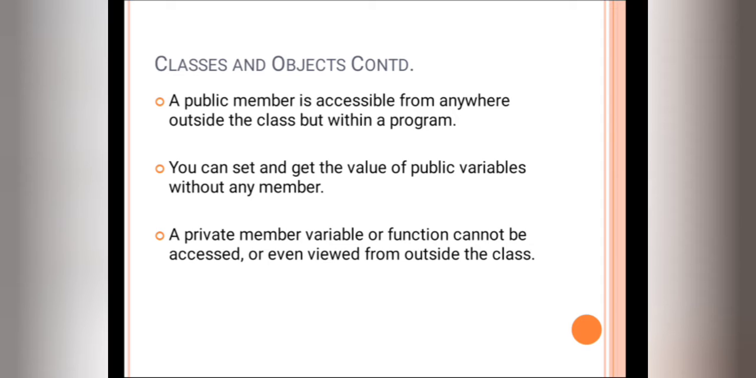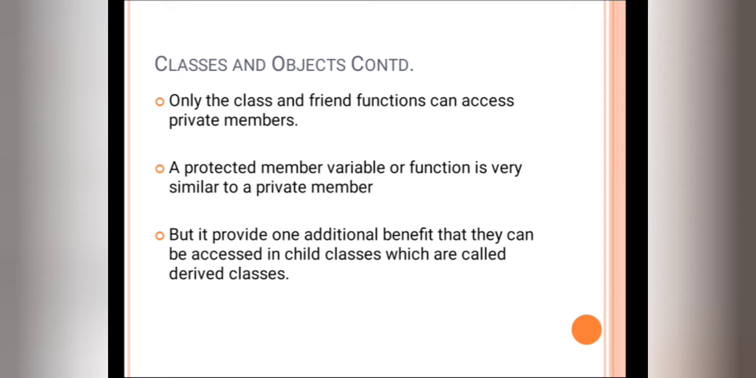And a private member variable or function means a private member cannot be accessed or even viewed from outside the class. Means only the class can access or view the private members of the class. So only the class and friend functions can access the private members. Only class and friend functions can access the private members.